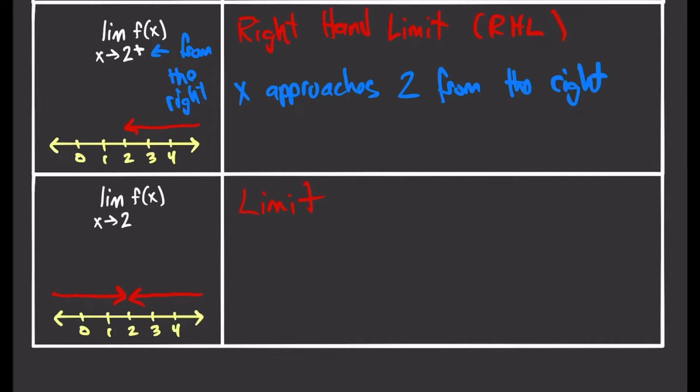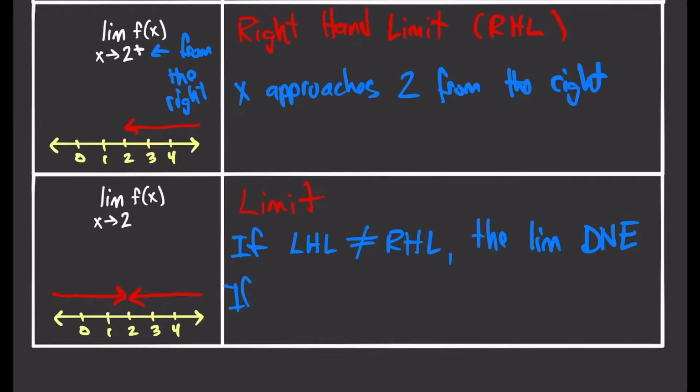Okay, now there's something you need to know here. If the left-hand limit does not equal the right-hand limit, so they're pointing at different things. All right, so visually it's going to kind of look like this, pointing at different things. What we say then is the limit does not exist. However, if the left-hand limit equals the right-hand limit, then the limit equals whatever number or value you're pointing at.